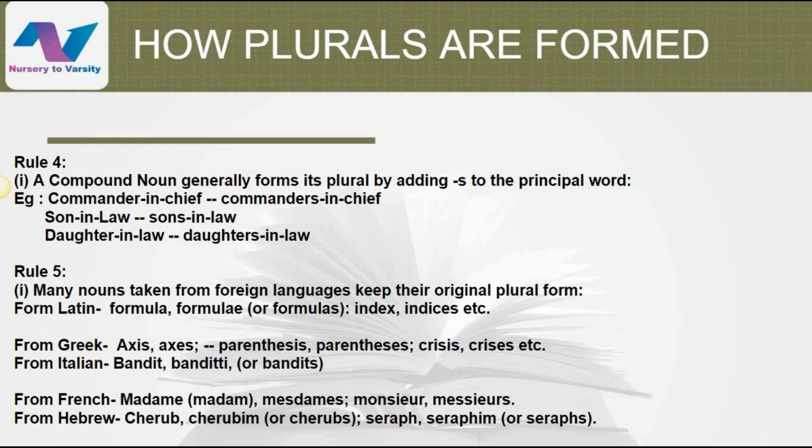Now, next rule, rule number 5. Many nouns taken from foreign languages keep their original plural form. For example, from Latin, a word like formula, the plural form will be formulae. And index to indices. So all these words have their particular plural form, with no relation to the rules or the keynotes or the exceptions we have studied in the previous slides. There are so many other words from Greek, Italian, French, Hebrew, and so on.